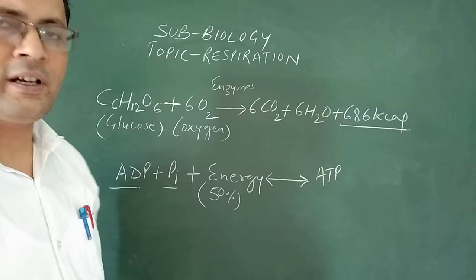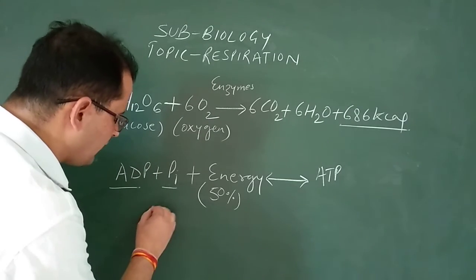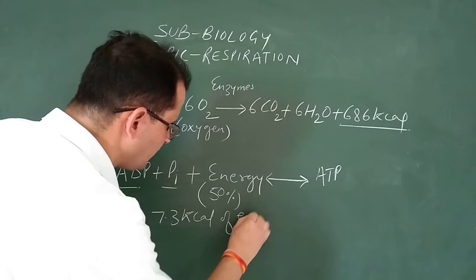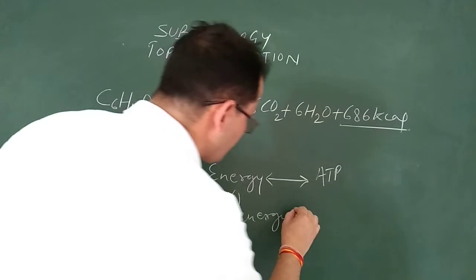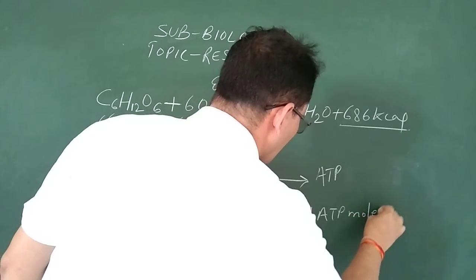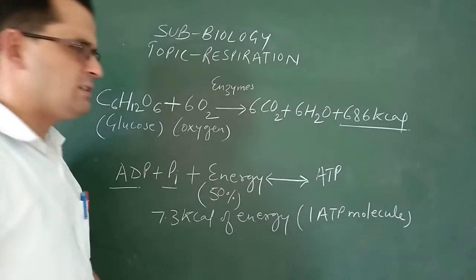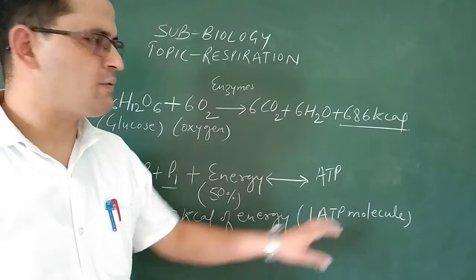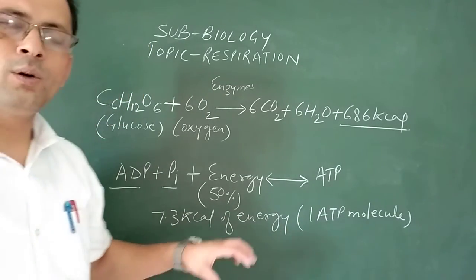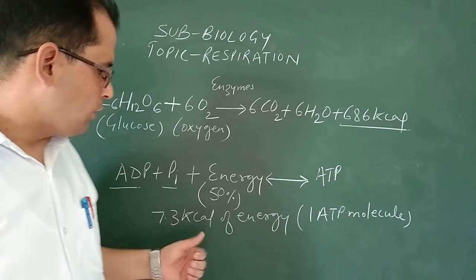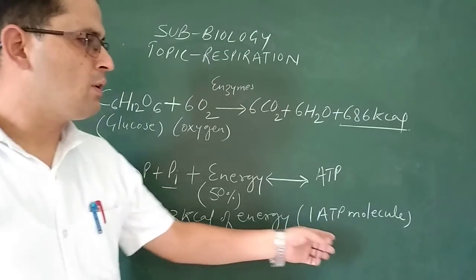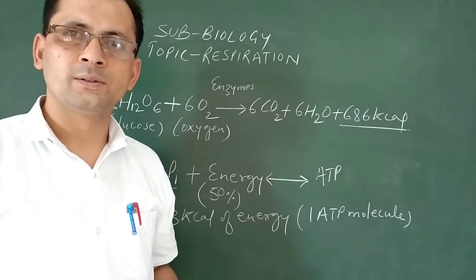Now, one important thing is that 7.3 kilocalories of energy is used to make one ATP molecule. So for the synthesis of one adenosine triphosphate molecule, the energy requirement is 7.3 kilocalories. By utilizing this amount of energy, one ATP molecule is produced.